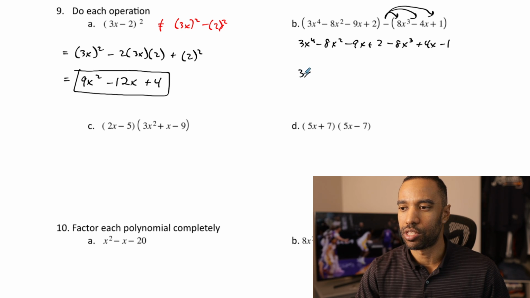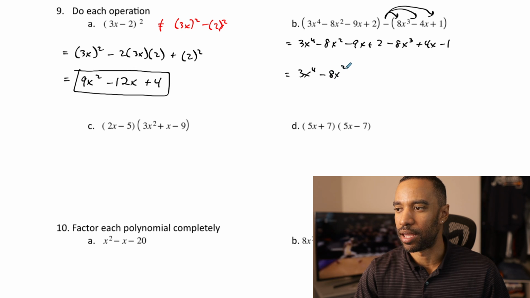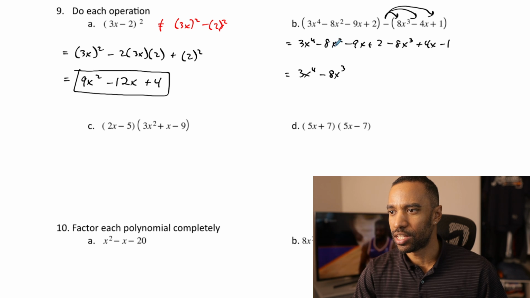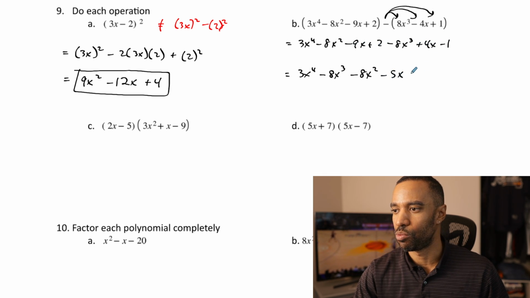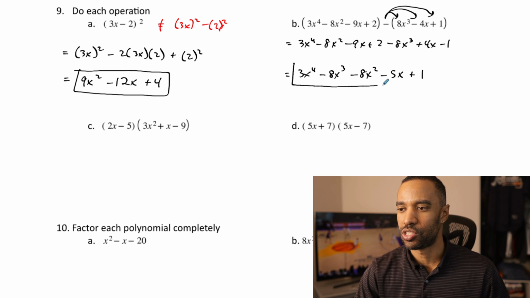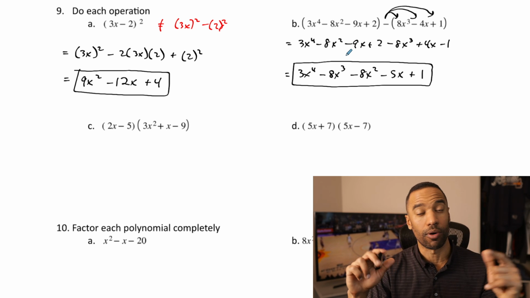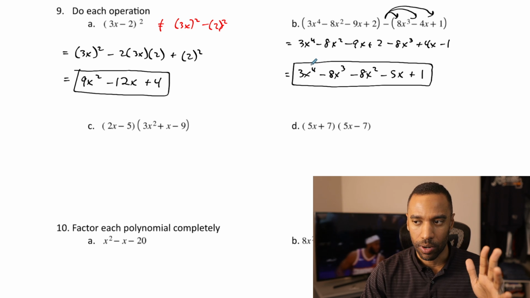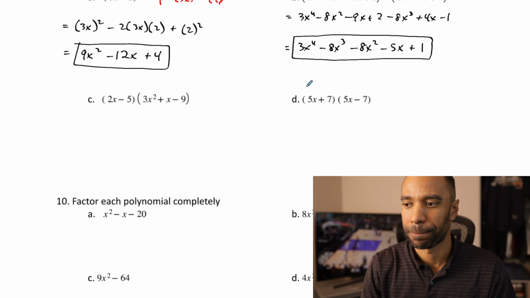Nothing's combining with 3x to the fourth. Nothing's combining with negative 8x cubed, to my knowledge. Nothing seems to be combining with, wow, a lot of things aren't combining. Nothing seems to be combining with negative 8x squared. And then negative 9x plus 4x is negative 5x, and 2 minus 1 is 1. So this is a quartic 5-term polynomial. Quartic as in degree 4, something else that's not on here. This is a quadratic, degree 2, trinomial. This is a quartic guy right here with a leading coefficient of 3. A lot of things we can say on that.